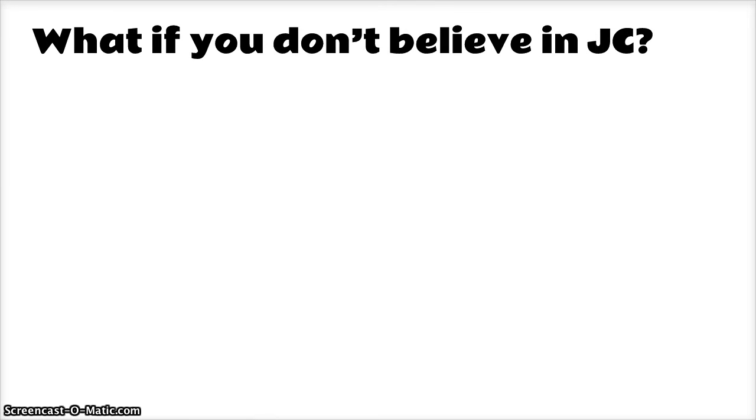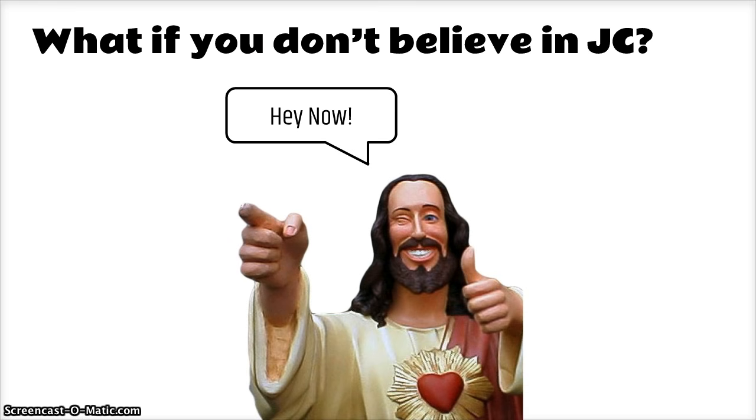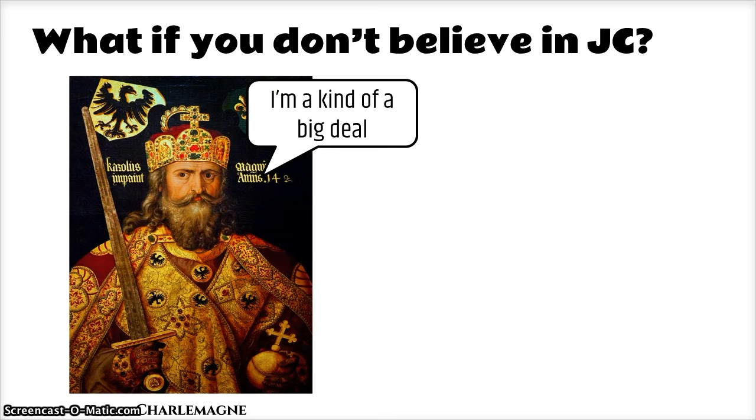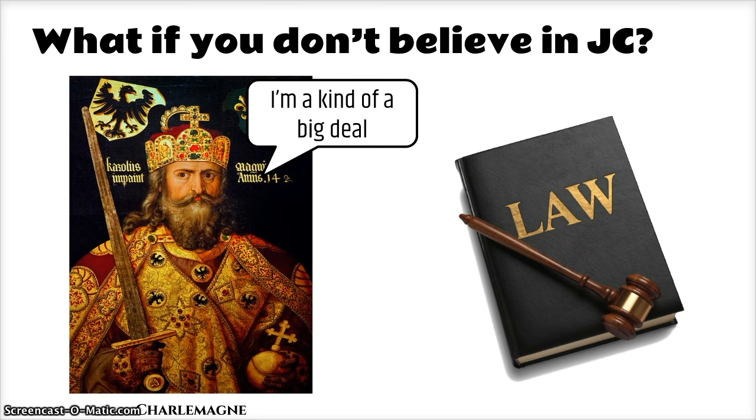Now I know what you're thinking. What if you don't believe in JC? Well, this dating system has been the unofficial global standard for many years. The system gained popularity when Charlemagne, or his friends called him Charles the Great, began using this system to date acts of government. Although there is a new way to refer to these years, the concept behind naming the years remains rooted in religion.